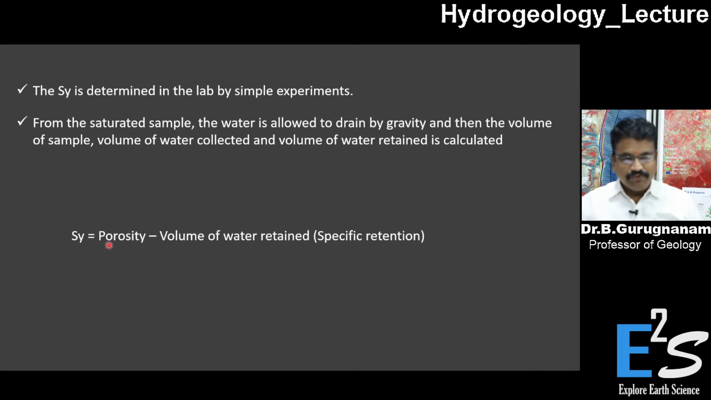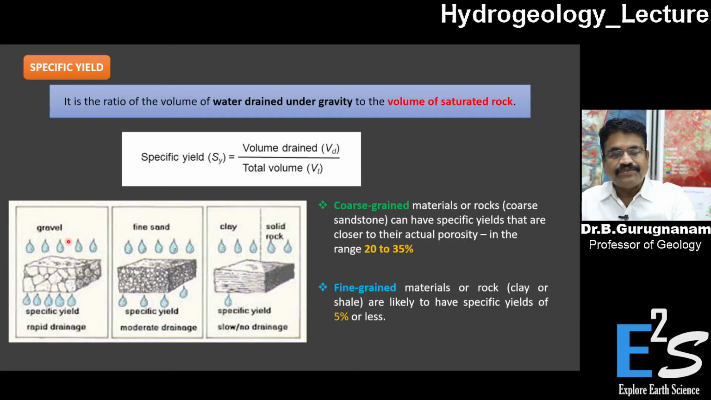Specific yield is equal to porosity minus the volume of water retained. The water retained is nothing but the specific retention, and if you take the whole porosity minus the water retained, then that is the specific yield.